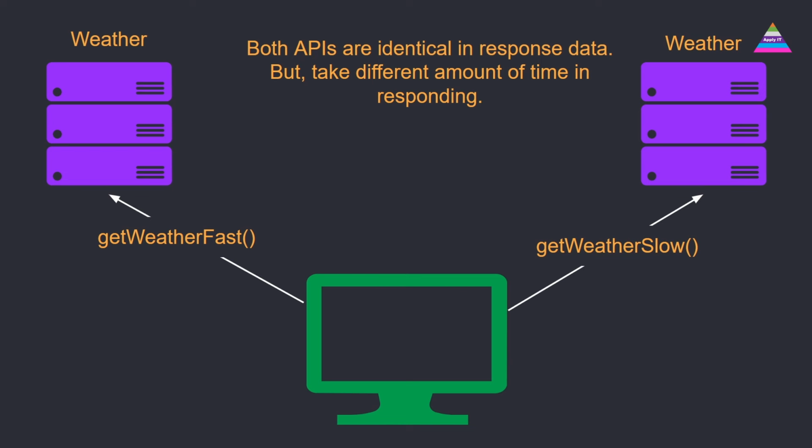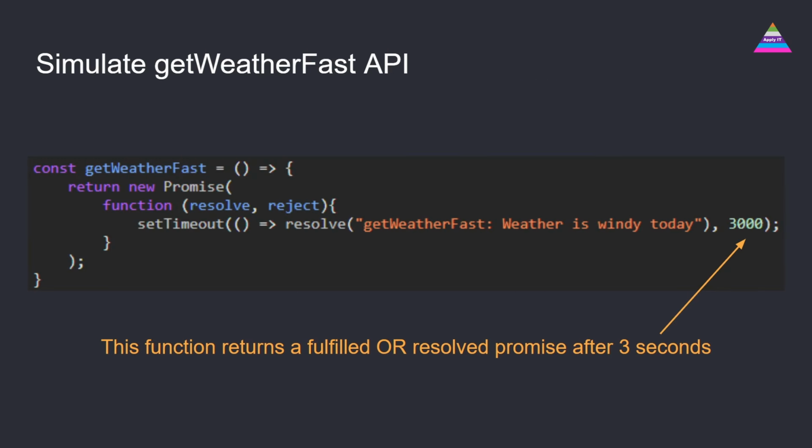When we see this practically, we'll simulate that this fast API is generating the response faster as compared to this slow API. So let's understand how to simulate this getWeatherFast API. This getWeatherFast function is returning a fulfilled or resolved promise after 3 seconds. And in the response, we write getWeatherFast, then colon, weather is windy today. So this is the response that is generated by this getWeatherFast API function.